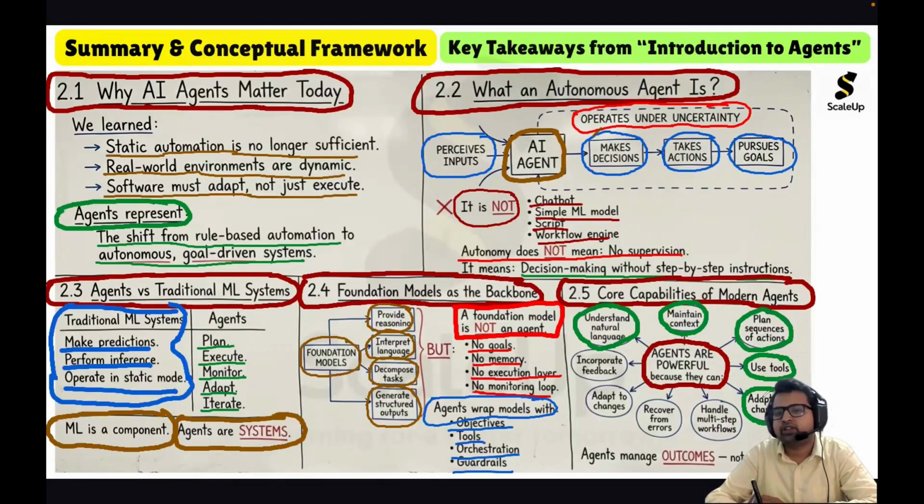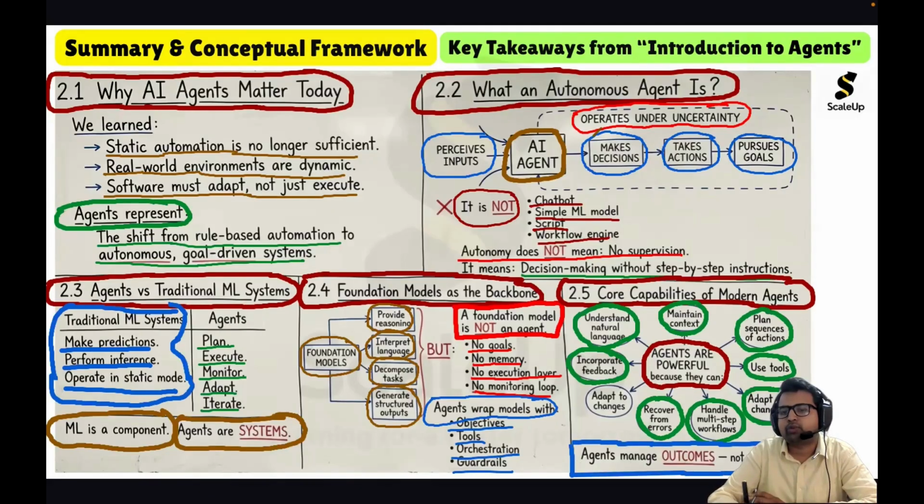So this is a very important feature. In real time, any change, any uncertain situation, agents can handle it. They can handle multi-step workflows. They can intelligently recover from errors on their own, and they can incorporate feedback, and these feedbacks will help them in aligning with the goal, or adjust their behavior so that they can work even more efficiently to achieve the goal. So agents are not about responses but about outcomes. Agents manage outcomes, not responses.